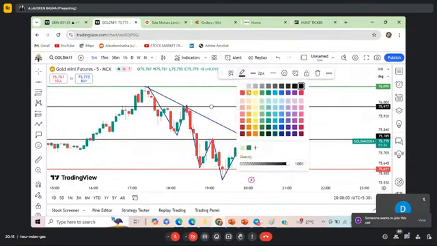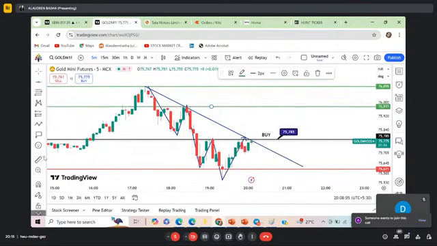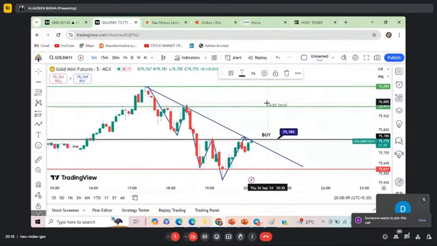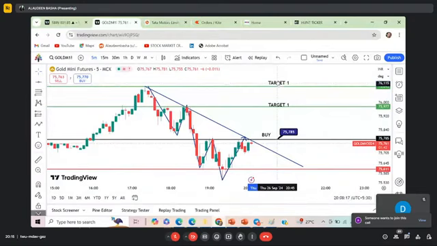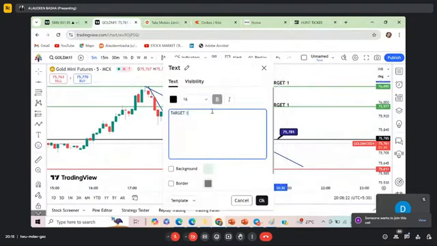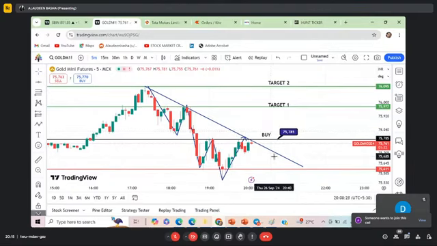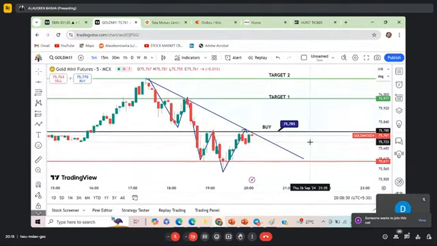This is my target 1, and this is my target 2. But once it breaks above 785 only, I will take the trade. Otherwise, I just simply wait.